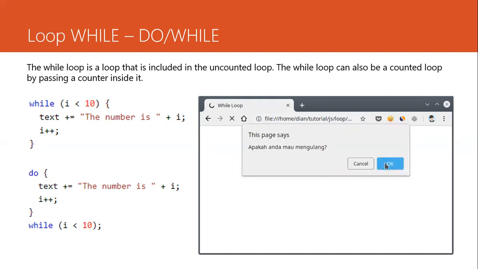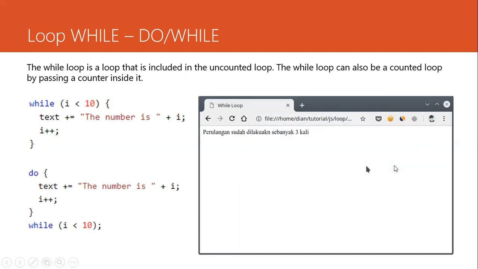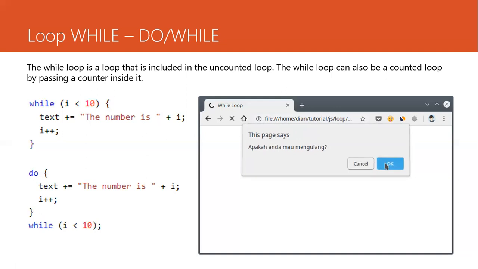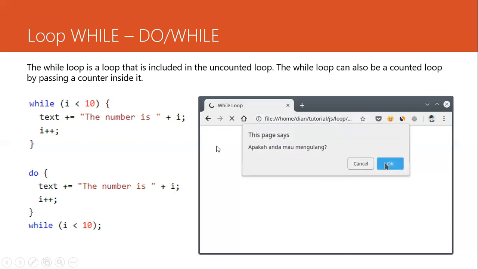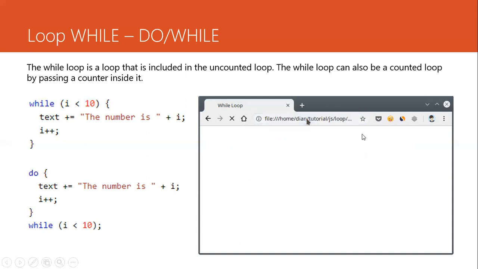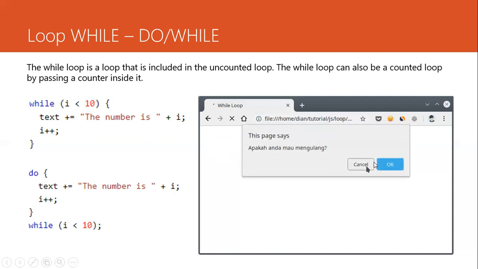Here, when I translate, it says, do you want to repeat? So I can click OK many times. For example, when I click OK 3 times and then I click cancel, it will show that looping has been done 3 times. So when I click OK maybe 100 times and then I click cancel, the web page here will show that I have done 100 iterations.